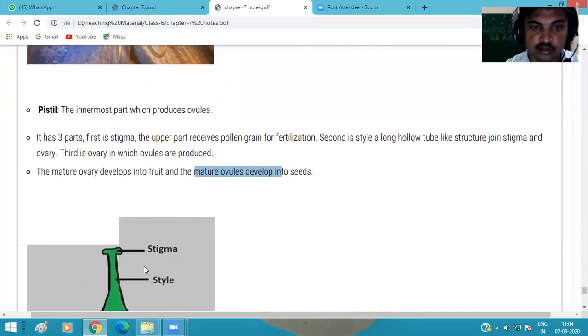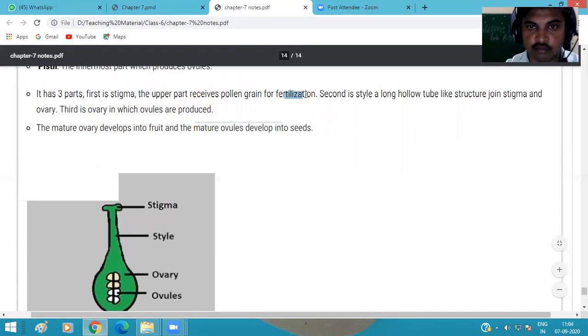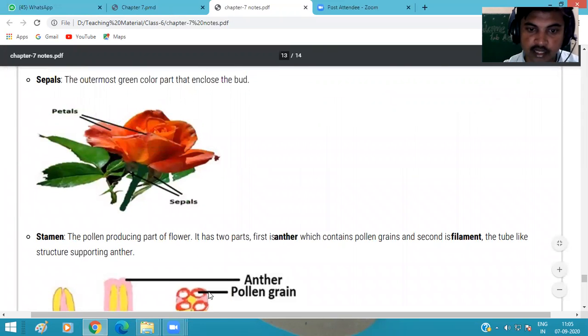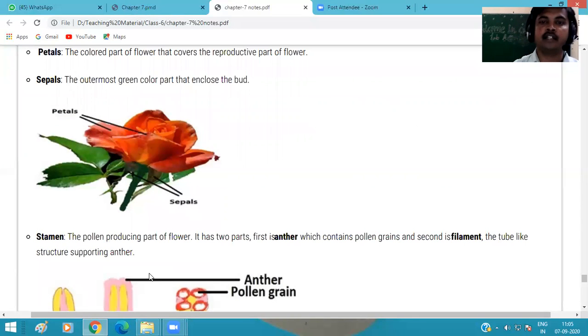Okay, and here an important word is used. It has three parts, as discussed below. The upper part is the stigma. This is the stigma. The upper part receives pollen grains for fertilization. For fertilization, the pollen grains from the male part, after maturing the anther, burst and the pollen grains are dispersed in the medium. Some pollen grains are transferred to the stigma of the same flower, and some are transferred by air or insects to the stigma of another plant.